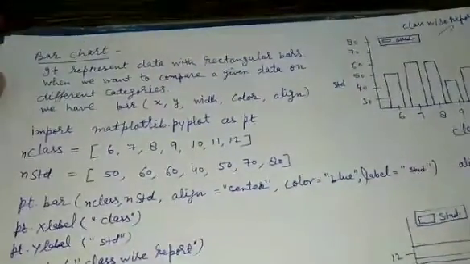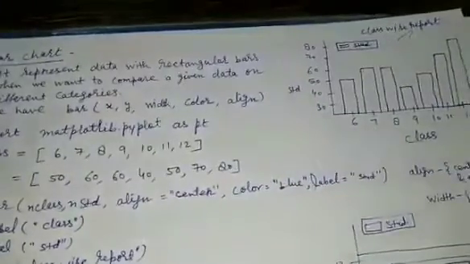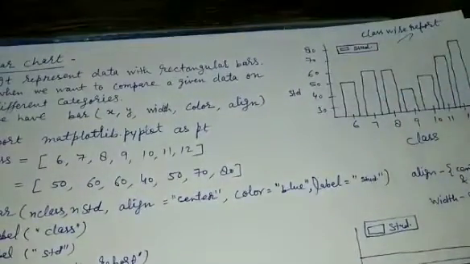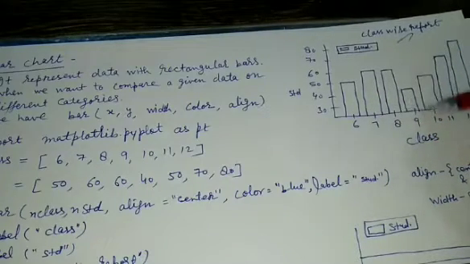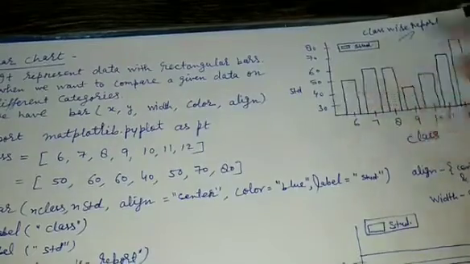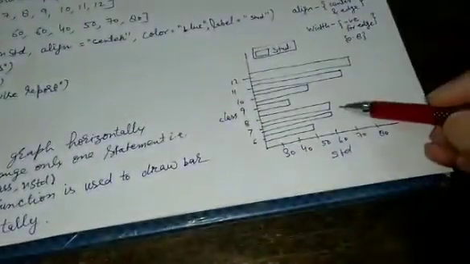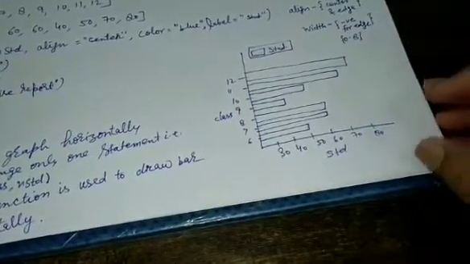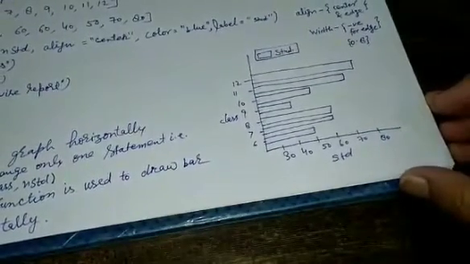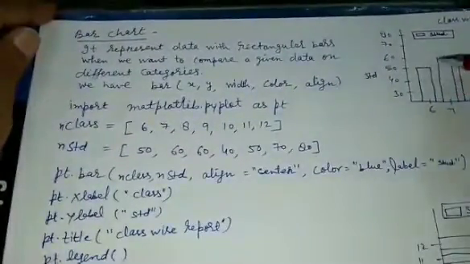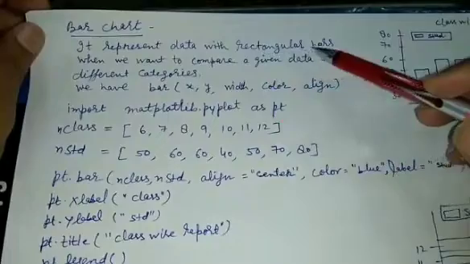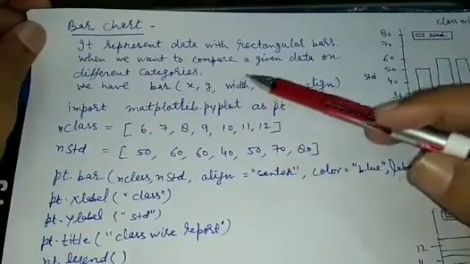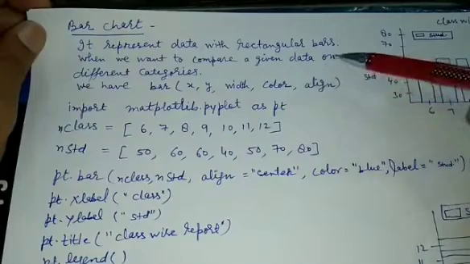that is the bar chart. It is very familiar to you that it is a representation of data as bars. These bars can be vertical like this or horizontal like this. So in this section I will explain how you will create both of these charts. First of all, take this vertical bar chart, how to create this. A bar chart represents data with rectangular bars, as I already told you, when we want to compare given data on different categories.